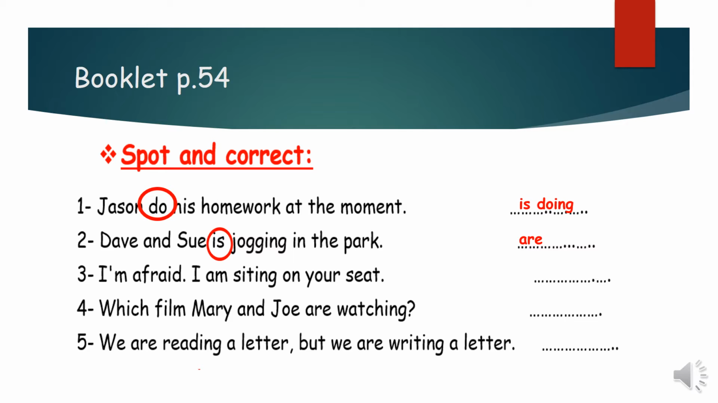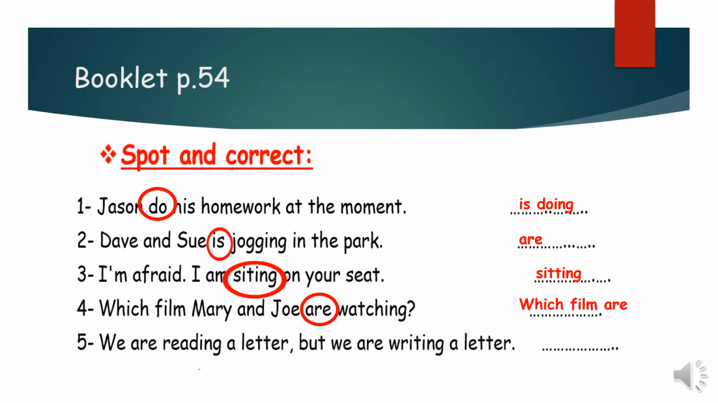I'm afraid I'm sitting on your seat. Look at sitting. Can I write sitting like this? No. So it's a CVC, so I will double the last consonant letter. It will be sitting. Number 4. Which film Mary and Joe are watching? Are here. It is corrected to: which film are Mary and Joe watching?